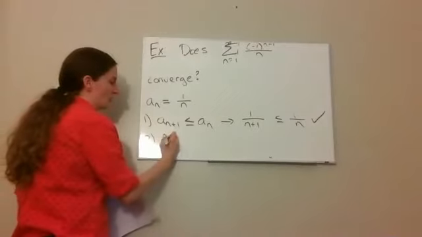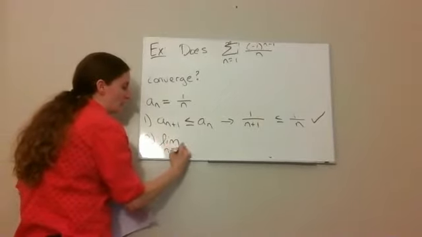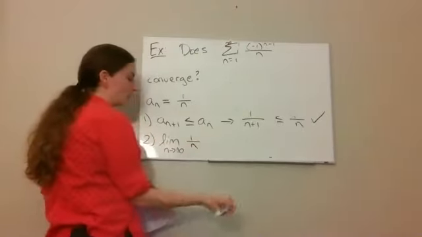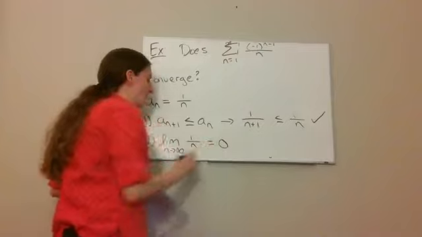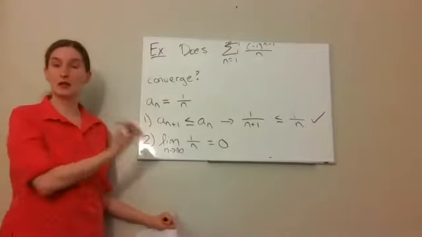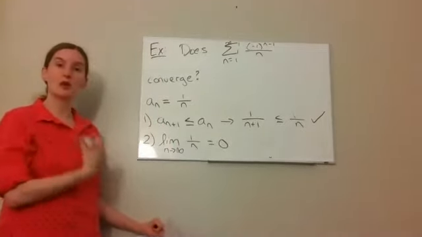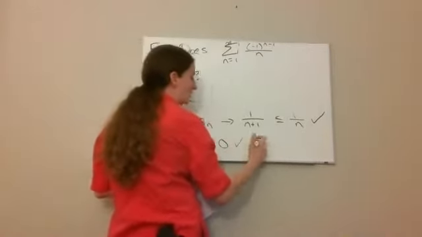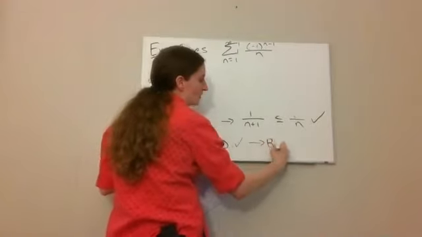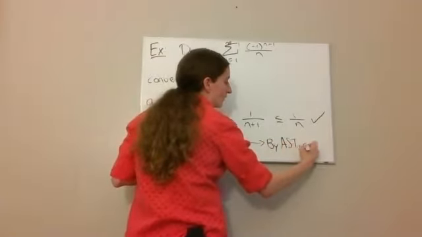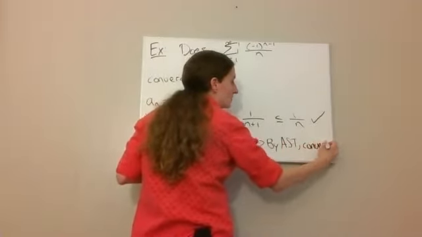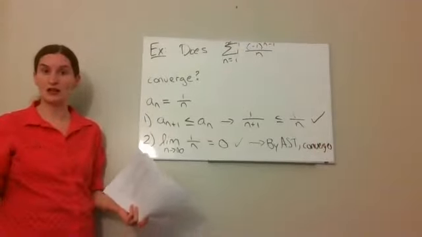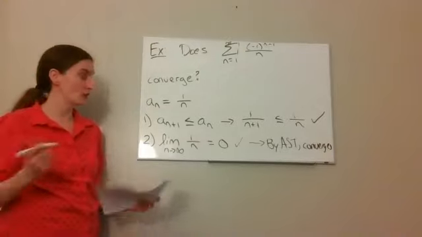Condition 2: is the limit as n goes to infinity of that 1 over n equal to 0? Well, yes it is. If I take 1 and I divide by increasingly bigger numbers, I'm going to get a smaller result until we reach 0. So by my alternating series test, this converges. Not so bad, just 2 quick conditions to check, and we find out that this series converges.